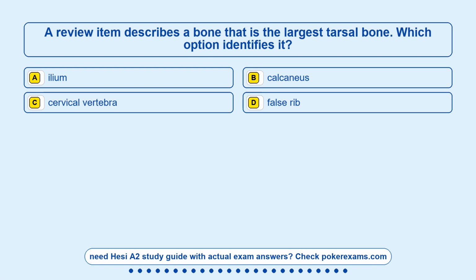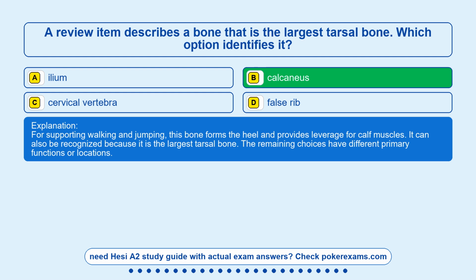Question 22. A review item describes a bone that is the largest tarsal bone. Which option identifies it? Option A, ilium. Option B, calcaneus. Option C, cervical vertebra. Option D, false rib. The correct answer is option B, calcaneus.